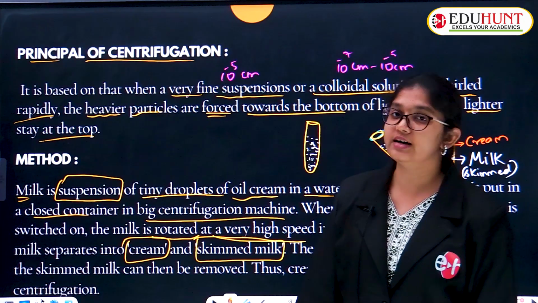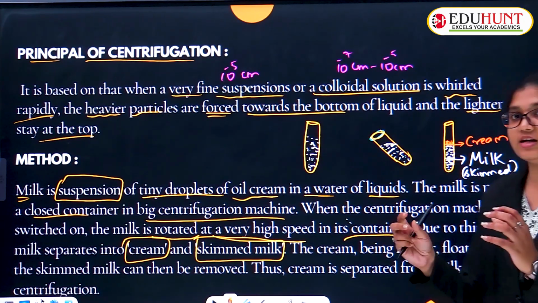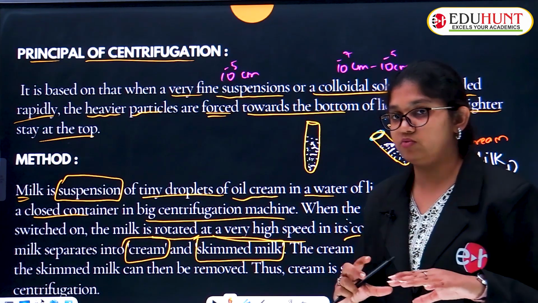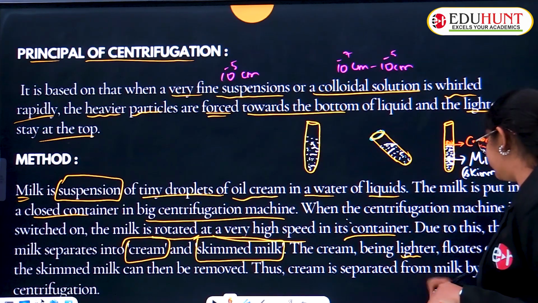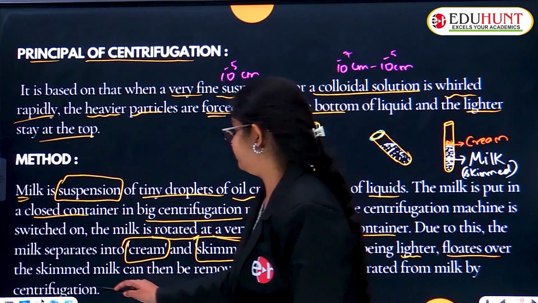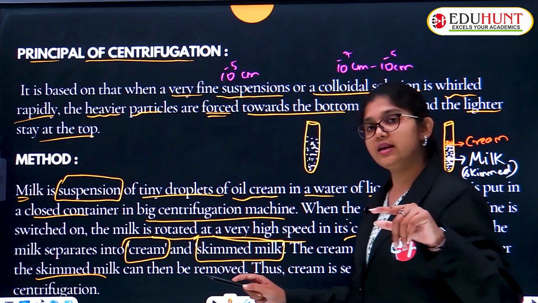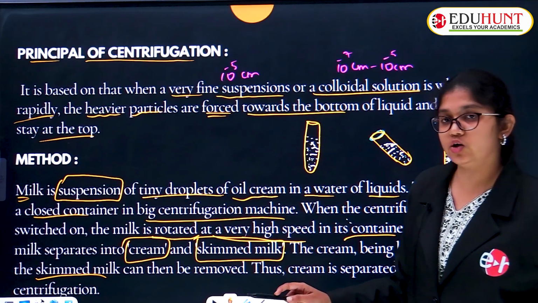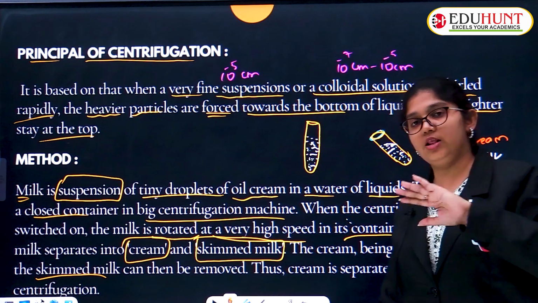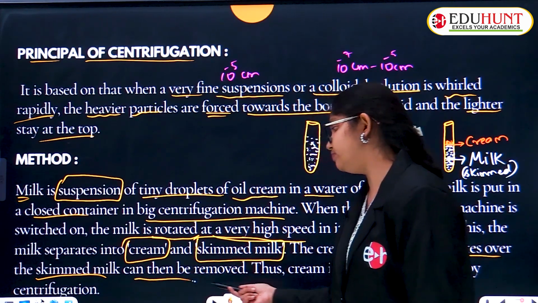Got it? Now, the cream being lighter, we know cream is lighter, being lighter, floats over the skimmed milk. Skim milk being heavy, it will settle down, whereas the cream, which is lighter than the skim milk, will float on the milk. Then we can happily remove it now.